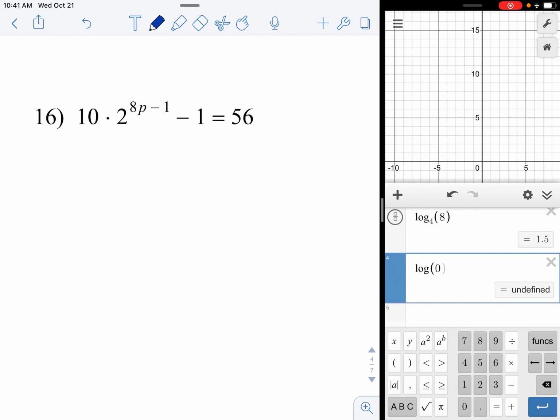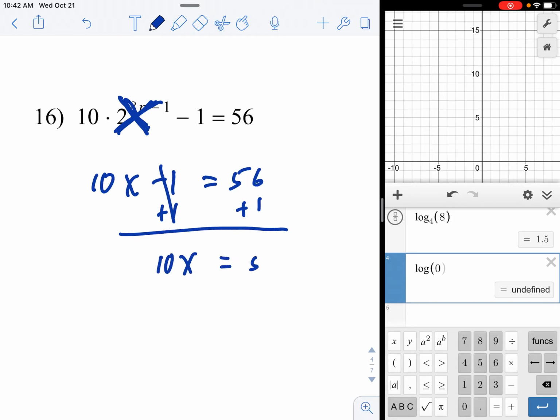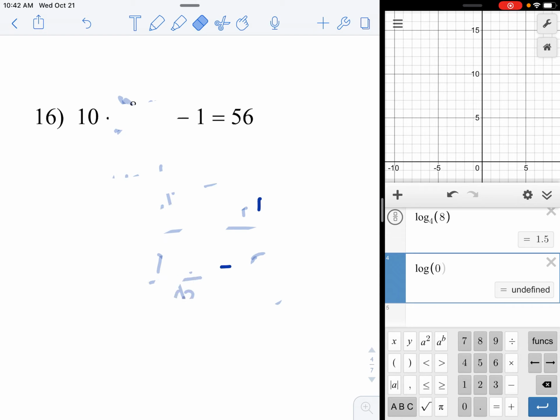Number 16. Okay, so this one can be confusing. A lot of people look at a problem like this and say, there are so many steps, I don't know where to begin. One thing you can do is sort of block out the exponential part. Just treat it like x. If this said 10x minus 1 equals 56, what order would you solve this? Well, you would start by adding 1 to both sides, and then you would divide by 10. Those would be your first 2 steps. So those are still your first 2 steps. Add 1 to both sides.